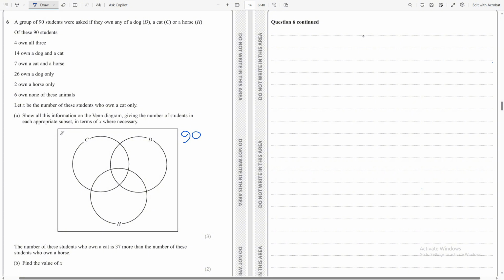4 own all three, a cat, a dog, and a horse. 14 own a dog and a cat. So 14 people own a dog and a cat. To get the number of people who only own a dog and a cat, we need to subtract the people who own all three. So 14 minus 4, we get 10 here.